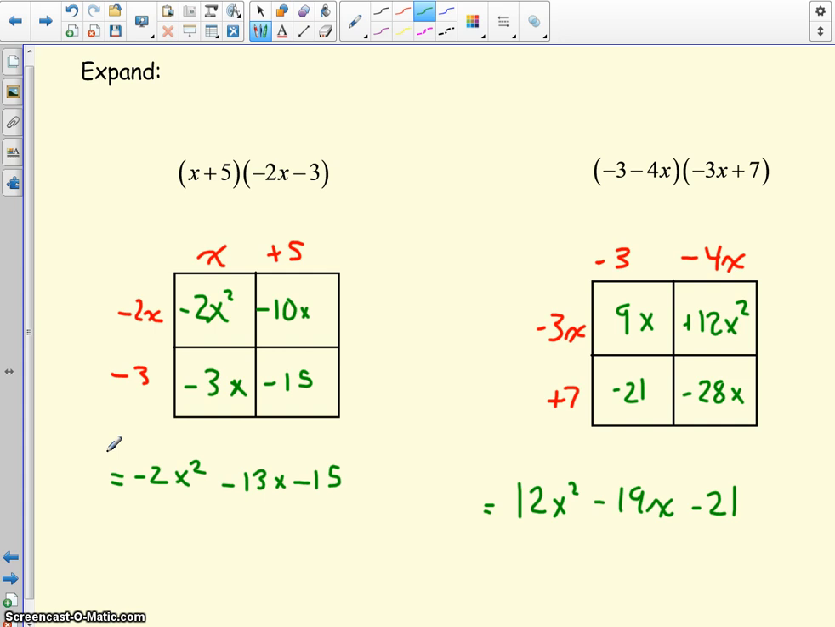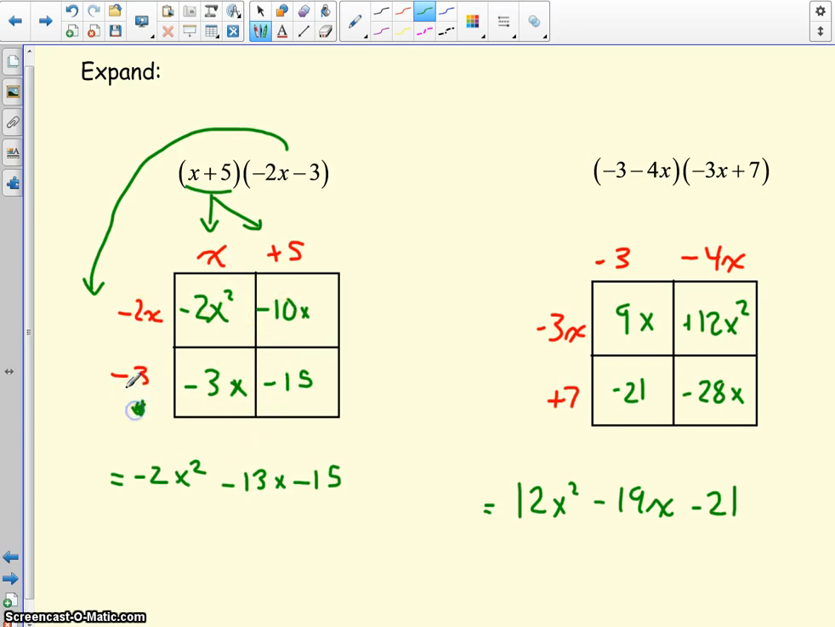So I personally chose to use arrays for this one. Again, I took my first binomial, we used x plus 5 along the top, and then I used minus 2x minus 3 along the side. Now, I could have switched the order. I could have had x plus 5 down the side and negative 2x minus 3 along the top. It doesn't matter as long as you're being consistent. And then you just, again, fill in each one of these boxes through multiplication to get each of these.